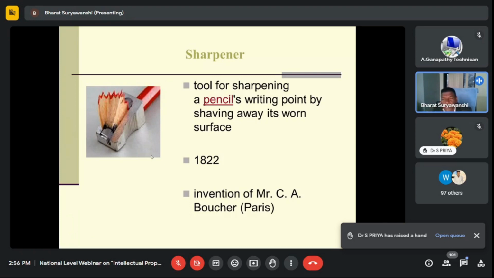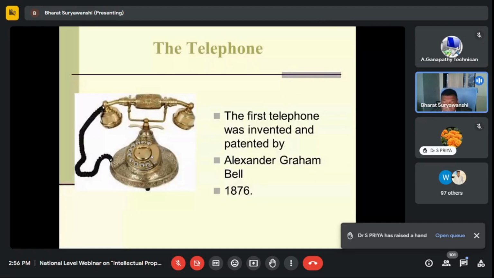Therefore, in school and in college, you have studied many things. Who has invented the radio, who has invented the aeroplane, who has invented the electric bulb, who has invented the telephone. So all these are inventions, meaning the first time they brought the technology and they got a patent, so they are called inventors for this.